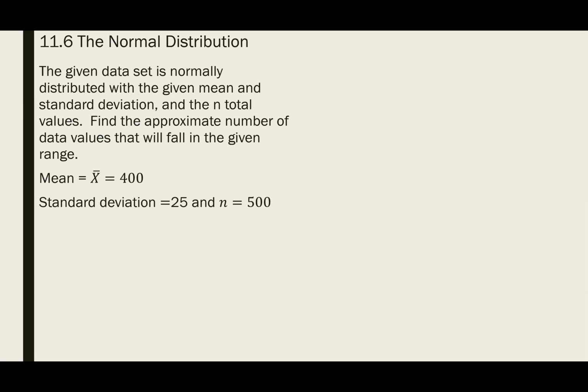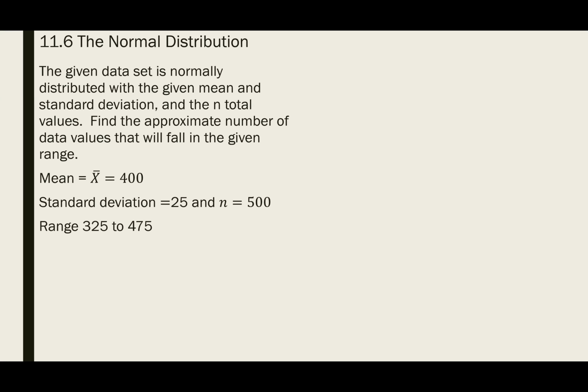So let's say this is what they give us: the mean is 400. The standard deviation is 25. Reminder, the standard deviation here is the S, right? And they give you the N, which is the total sample that we have. Now they ask you, how many out of these 500 people should you expect to fall in the range of 325 to 475?